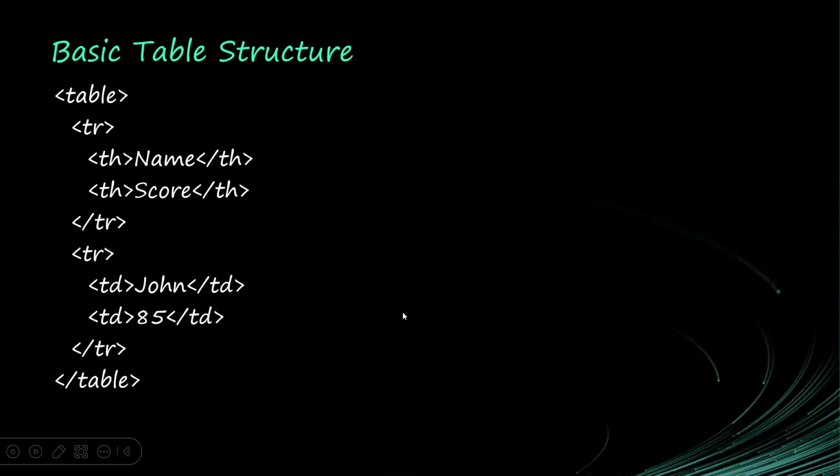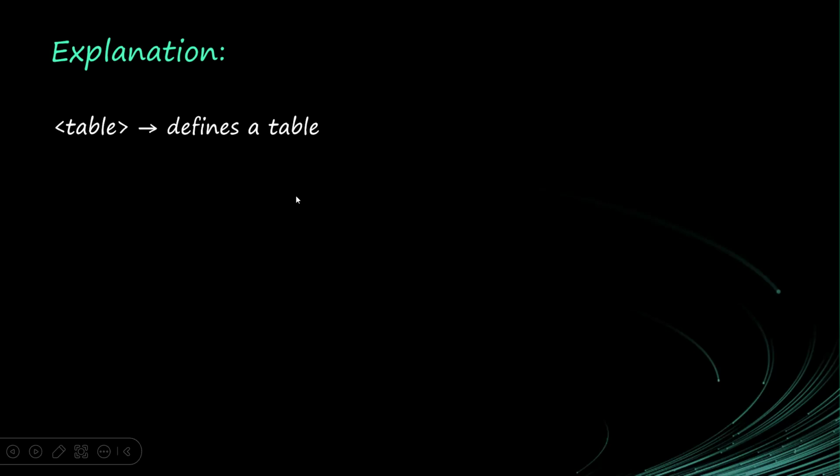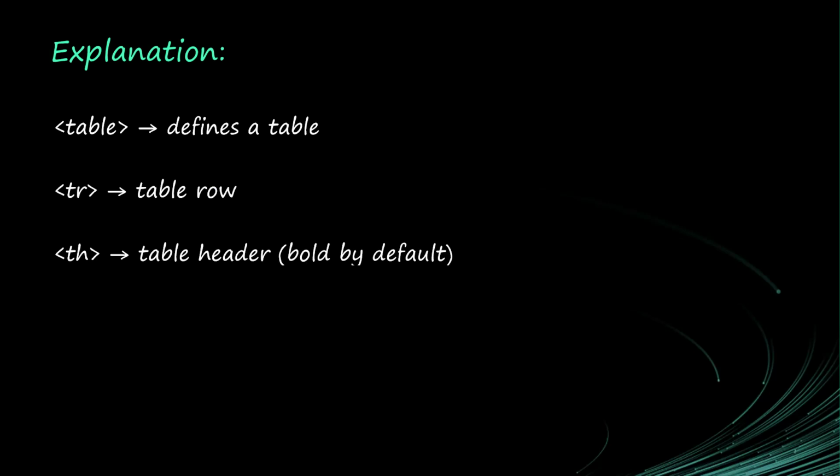Okay. Now, the table element or the table tag defines the table itself, okay? And then the TR, all right, is the table row. The TH is actually the table header. It actually determines how many columns we are going to have. Then the TD is what actually holds the data.